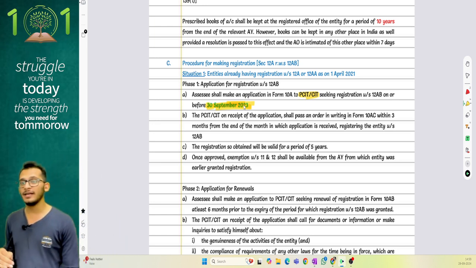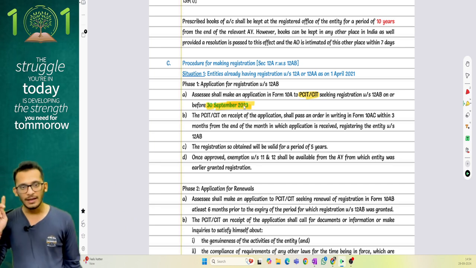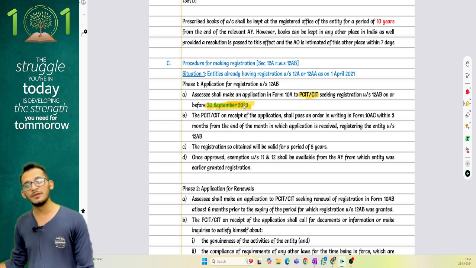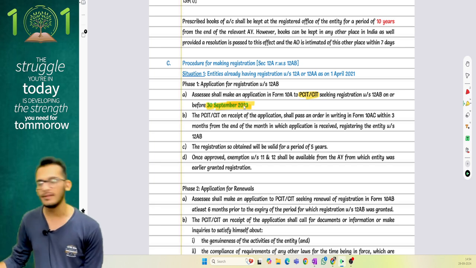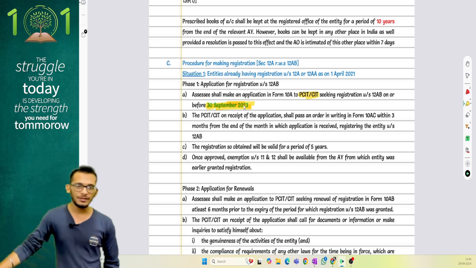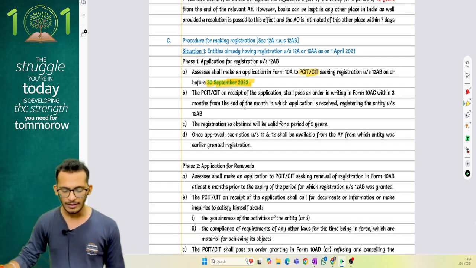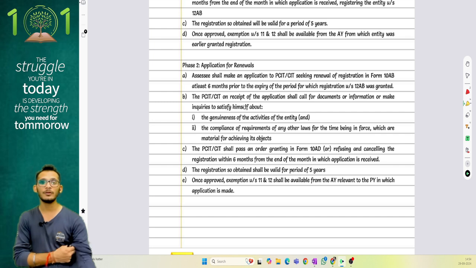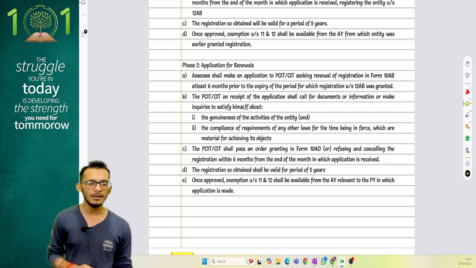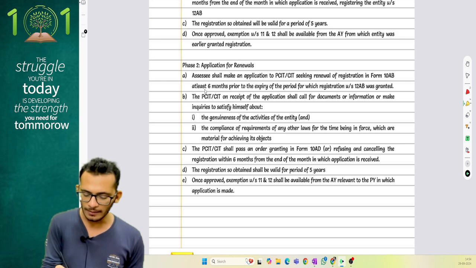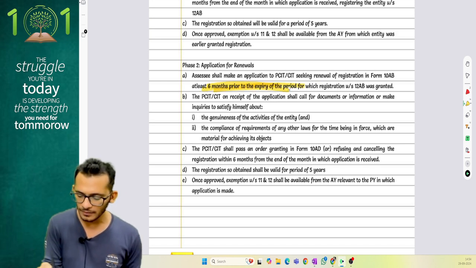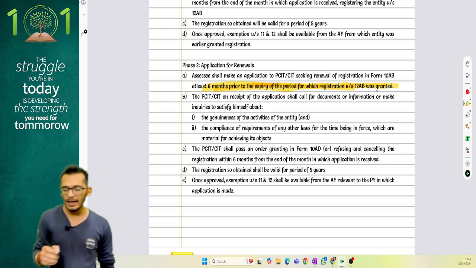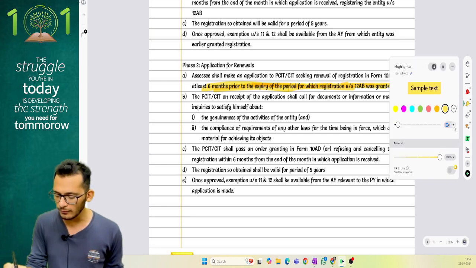After the PCIT receives an application from you, he will, without asking you any questions, grant you a registration for the next 5 years, making you eligible for claiming deduction and exemptions under section 12AB, section 10 and section 11. After you have done all this, when the 5 years lapse, you will be mandatorily required to get a renewal done also. How do you do that? You will have to make an application 6 months prior to the expiry of the period, informing the PCIT that, yes sir, my due date is expiring, I am going to lose my registration and therefore I would need a renewal on this.